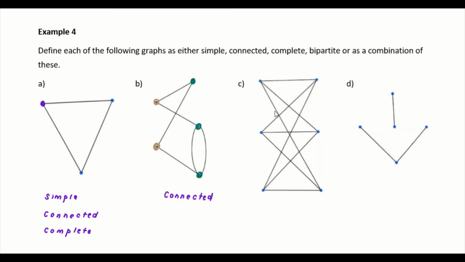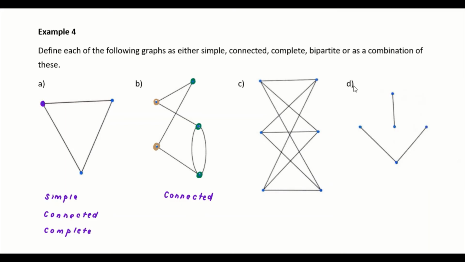Okay, so for C, it is quite obvious that it's a bipartite, because you can see this is one group here, this is one group here, and there are no edges that connect vertices within the same group, right? So let's start with the first one, sorry.